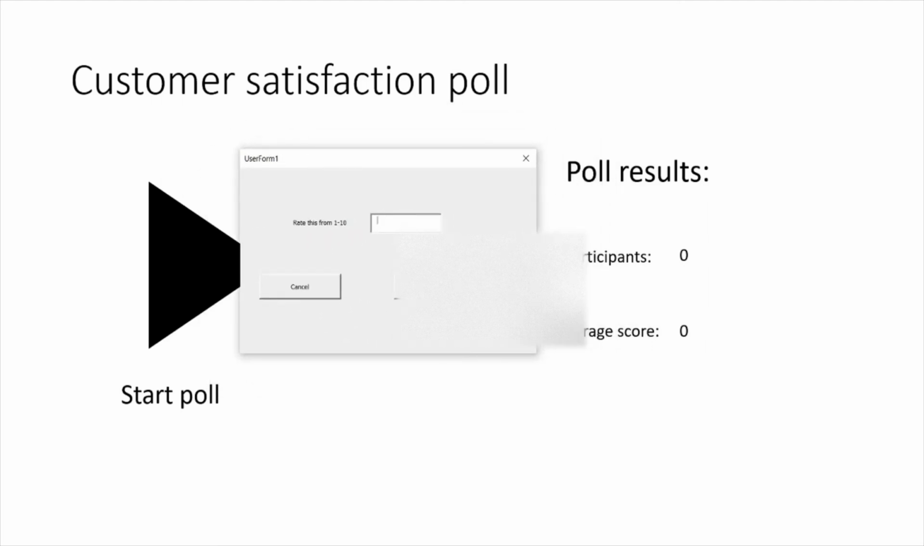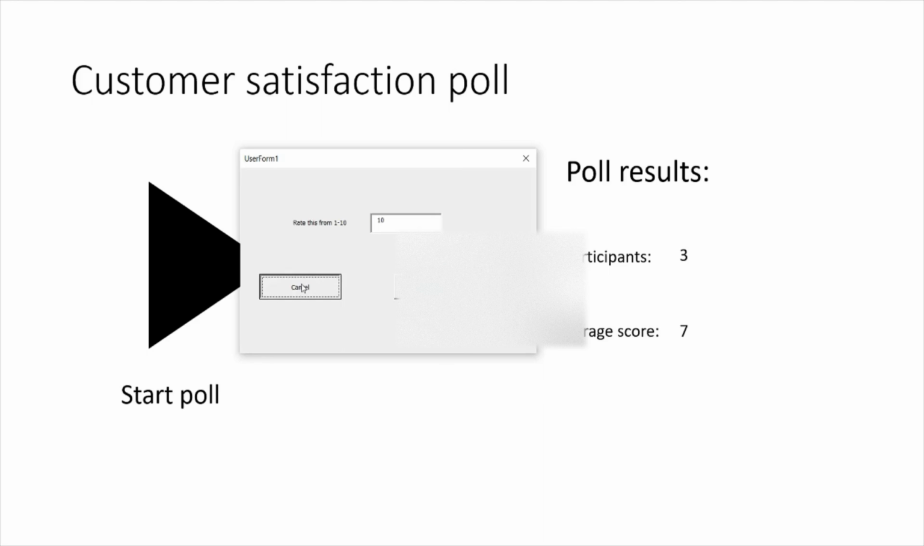We want to rate this as 5 and submit our score. And we can immediately see that the participants are increased by 1 and the average score is now 5. So let's try to say 6 now. And yes, 2 participants, the average score is now being changed. And I can see that this text field is a bit too small. Let's see once again. Okay, very good.